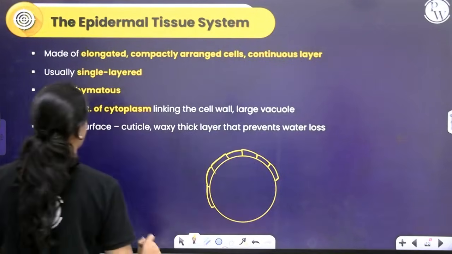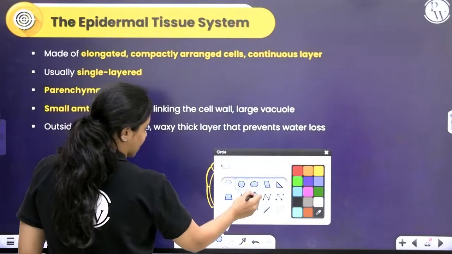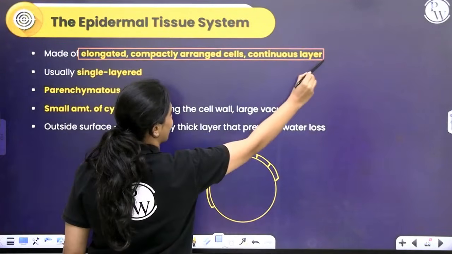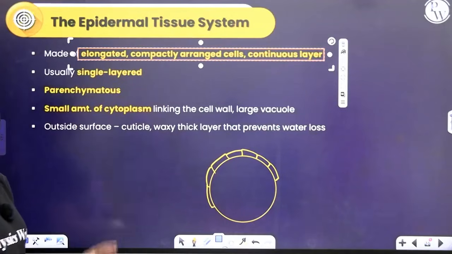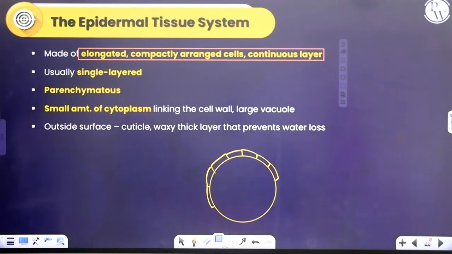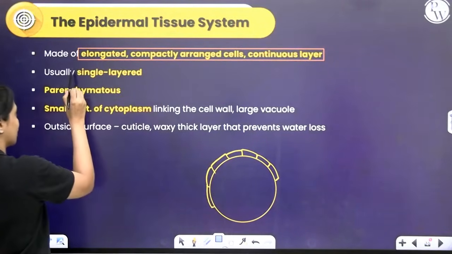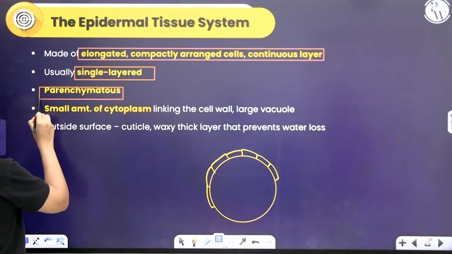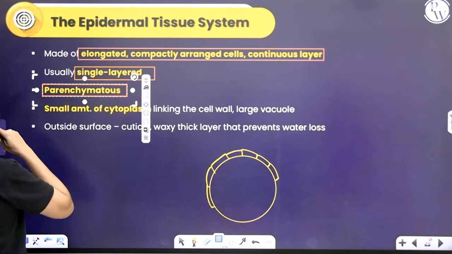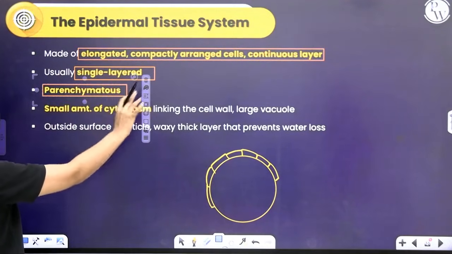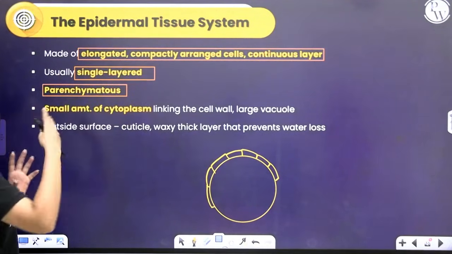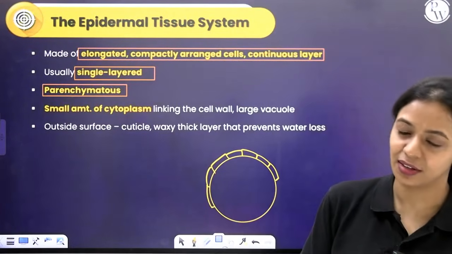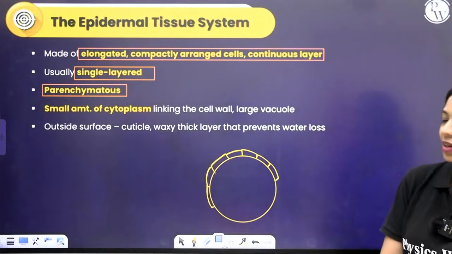Okay, so that is epidermis. It forms a continuous layer. It has elongated cells and they are compactly arranged without much intercellular spaces. Generally, in majority of the cases, epidermis is a single layer. Like I've already mentioned, they are parenchymatous in nature. Similar to all parenchyma cells, there will be a small amount of cytoplasm, a thin cell wall, primary in nature, with a large central vacuole like you see in all plant cells.